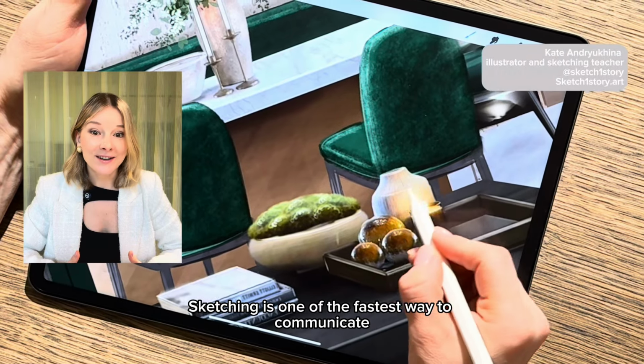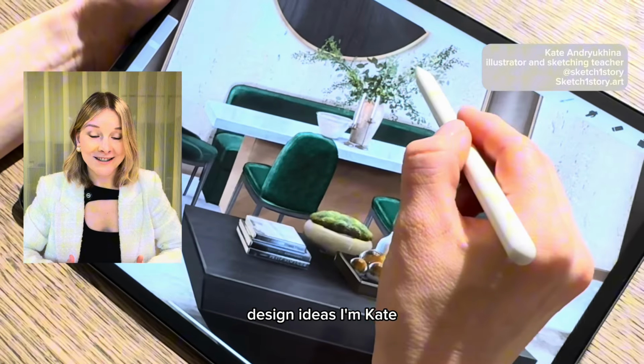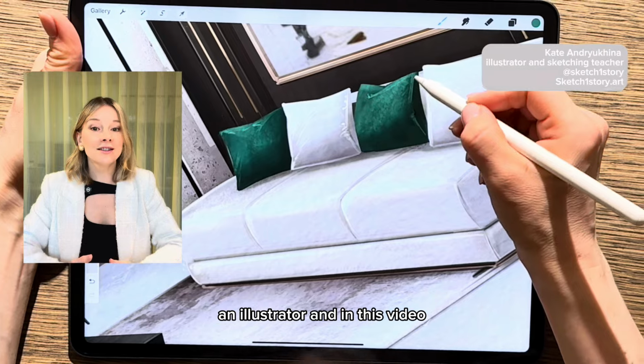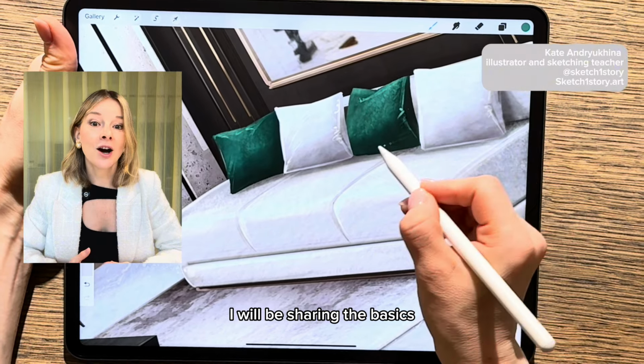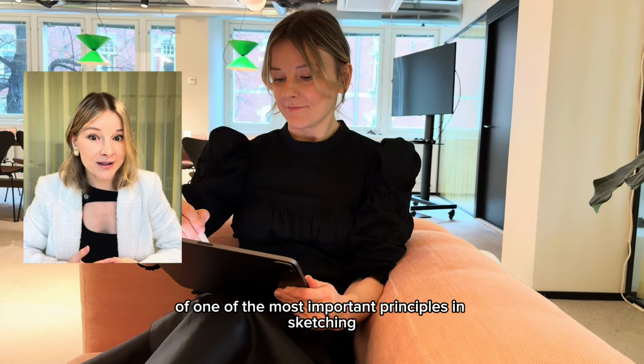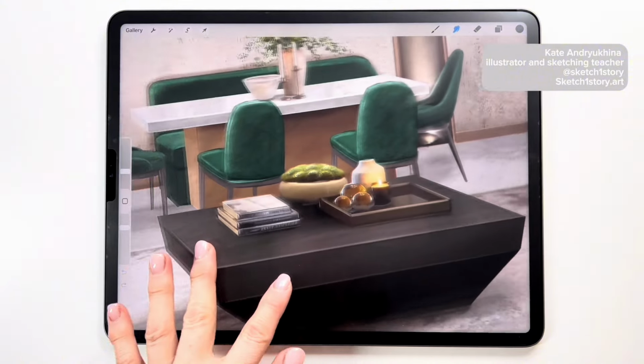Sketching is one of the fastest ways to communicate design ideas. I'm Kate in Illustrator, and in this video I will be sharing the basics of one of the most important principles in sketching – perspective.